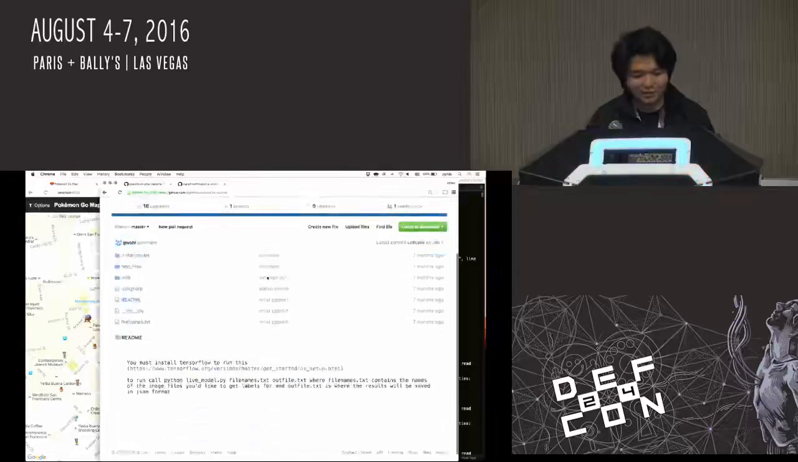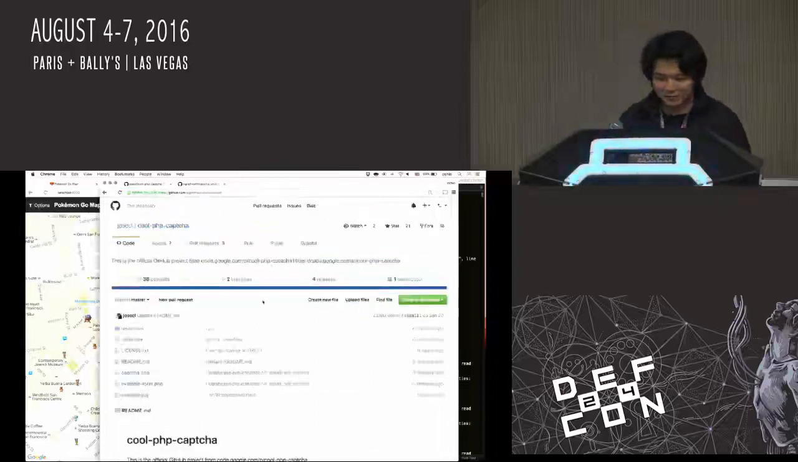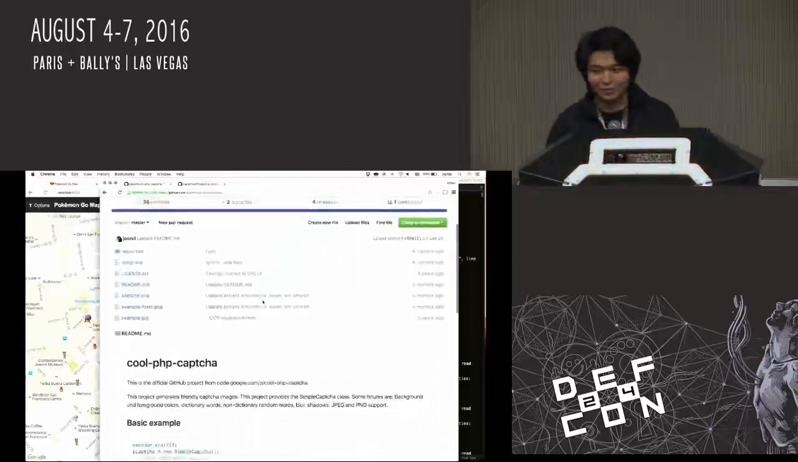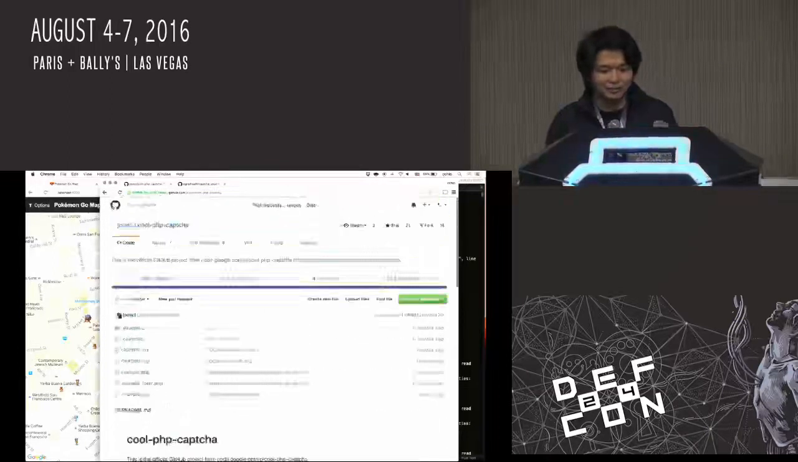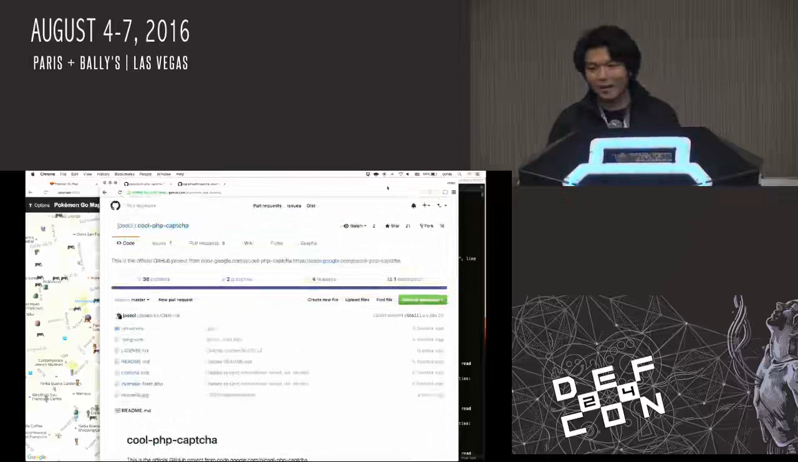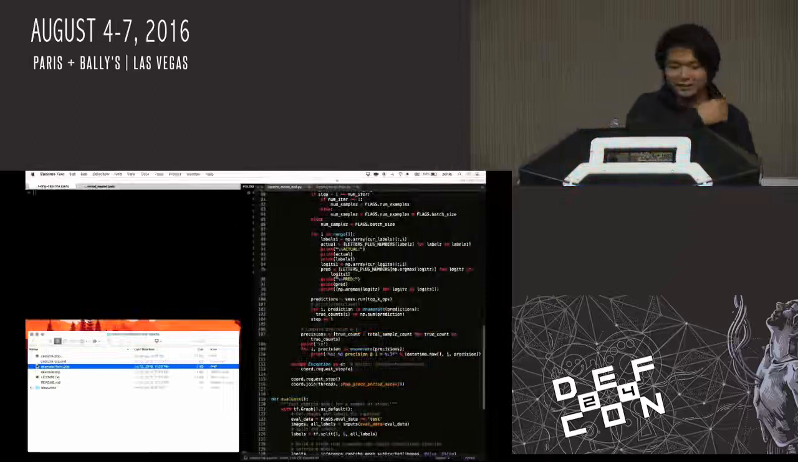So this is a small example of a Captcha Crusher. Captcha Crusher is this really cool project, and what I'm going to be doing is reading captchas with Captcha Crusher and testing them on captchas that I'm generating with Cool PHP Captcha. So let's just generate some captchas here.